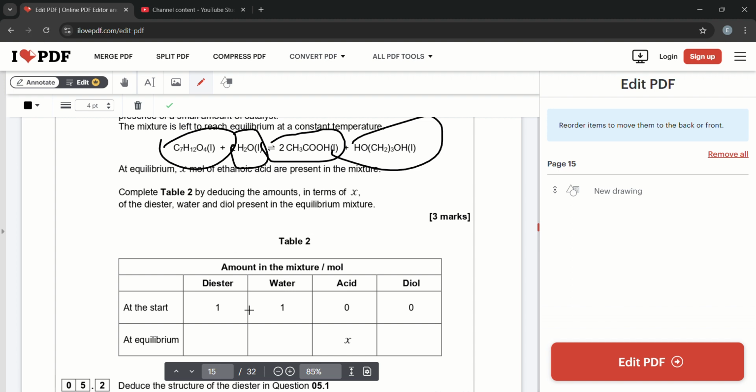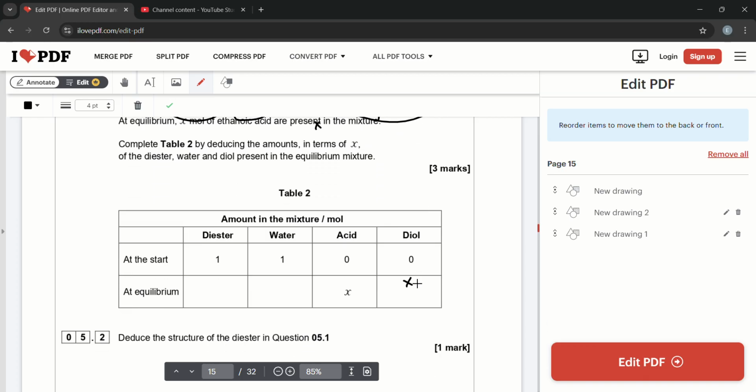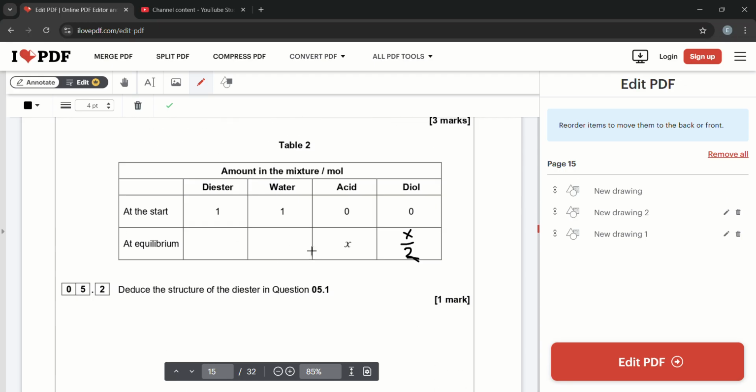Now the equilibrium moles is what we're trying to find for each one for 3 marks. So if the equilibrium moles of the acid is X, the equilibrium moles of this is just going to be that divided by 2, because it's a 2 to 1 ratio. So all it is going to be is X divided by 2. And I think that would be 1 mark. I think it's 1 mark per answer, because the diol is going to be X over 2.